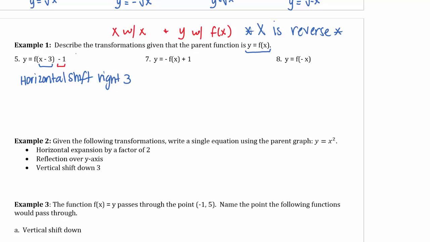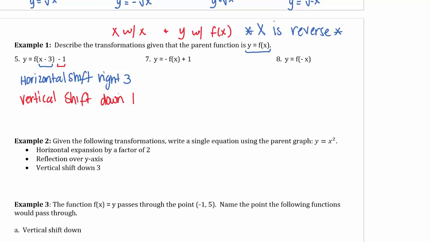And then I have this minus 1. Not on the inside, it's on the outside. We're doing this f of x here, x minus 3 technically, minus 1. So again, it's subtraction, so that's a vertical shift down 1, because that's in the y direction. It's the same.